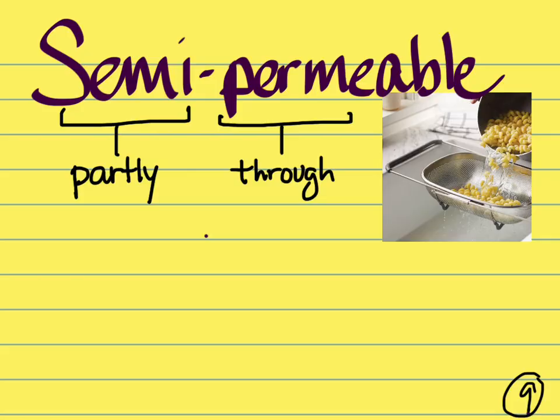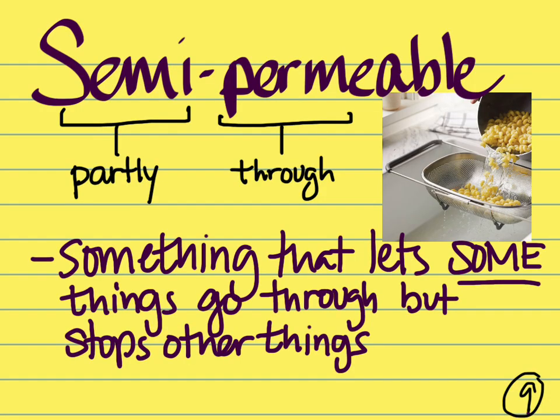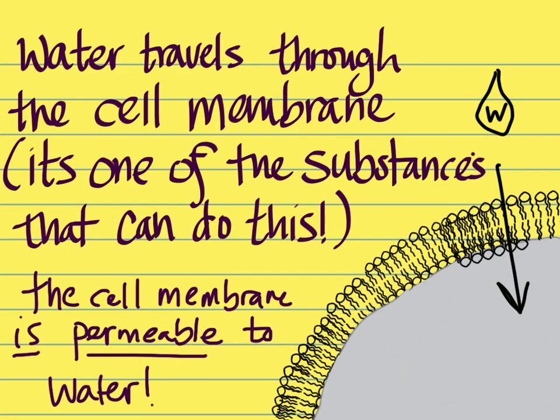Okay, so semi-permeable. You know that semi means partly, and perm means something that can pass through. So a semi-permeable thing will let some things go through, but it will stop other things. This colander that's shown straining pasta is a great example of a semi-permeable membrane. The strainer lets the water go through, but it holds on to the pasta. So if you remember the structure of that cell membrane, it's kind of weird. Water can travel right straight through it. It's one of the substances that can do this. So in other words, the cell membrane is permeable to water. Water can pass through it.